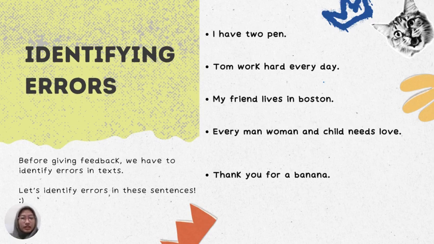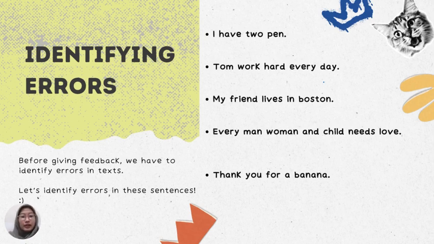Just go straight to the first sentence. I have to pen. Can you spot the error in this sentence? I have to pen. To pen means here the object is more than one, right? So it would be plural form. So the correct form of this sentence is I have two pens. You add the ending s in the pen.